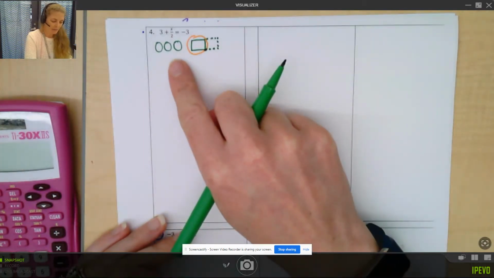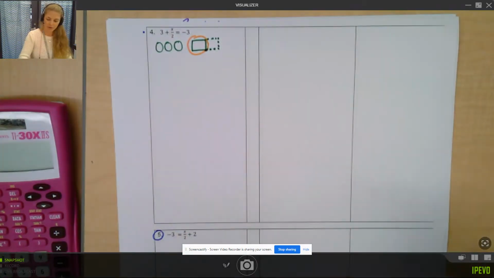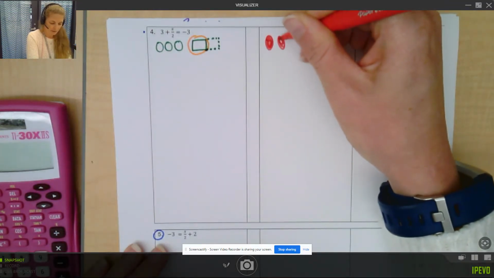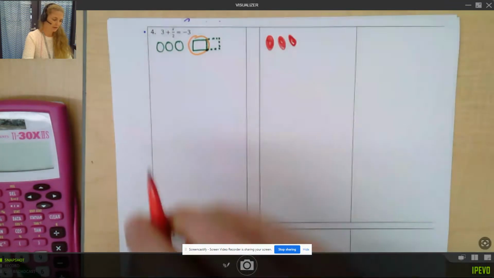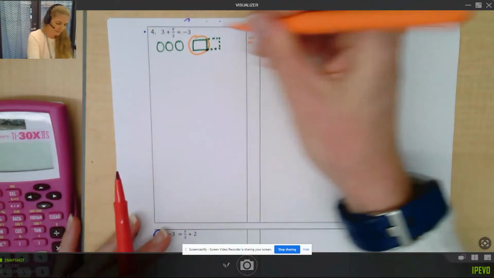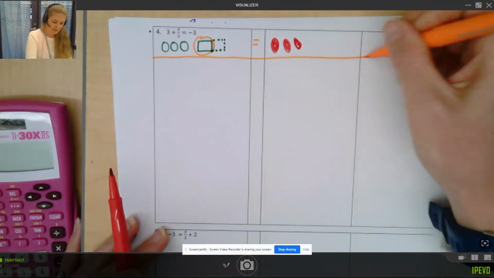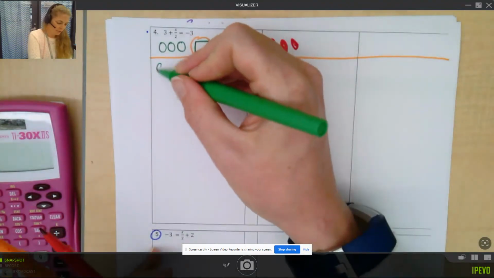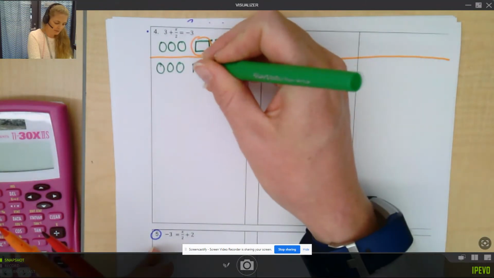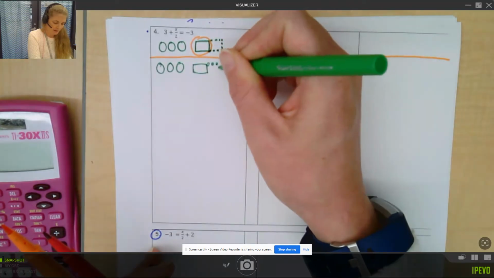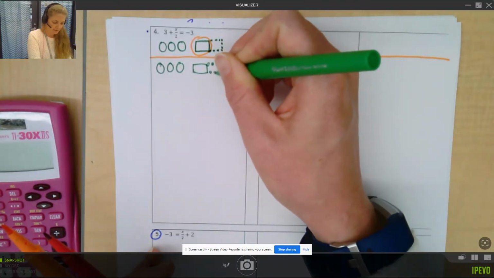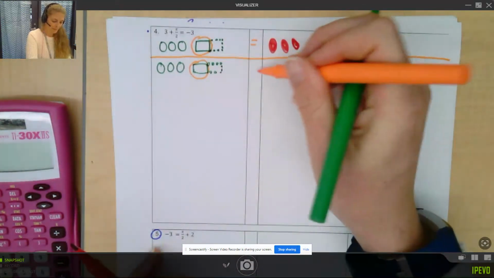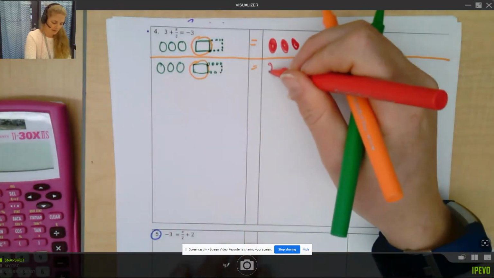So 3 positives plus half of an x is equal to 3 negatives on the other side. 1, 2, 3. Don't forget your equal sign. And then that's our first step, is our given. From here, we're going to redraw what we have. 3 positives, half of an x. Show that it's a half by circling just half of it, equals 3 negatives.